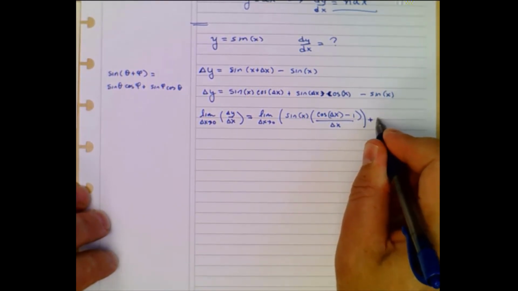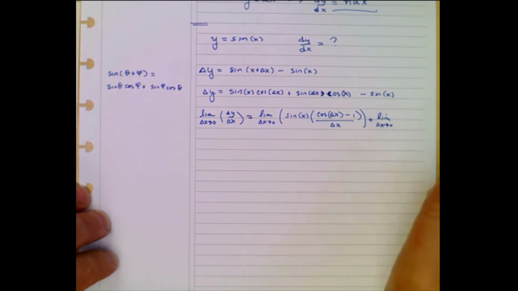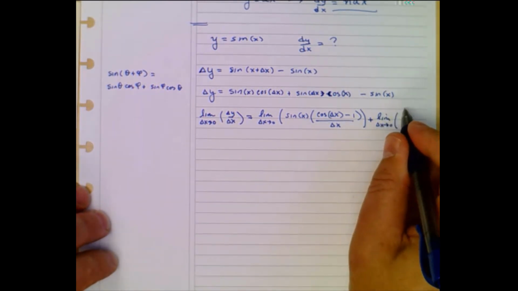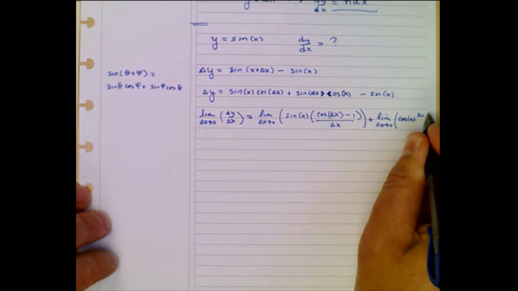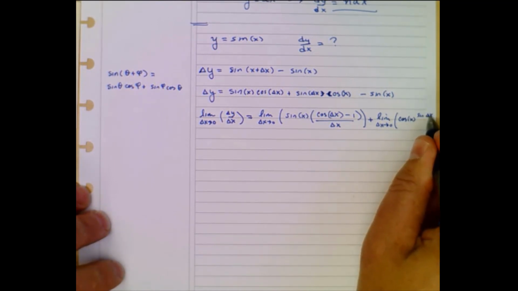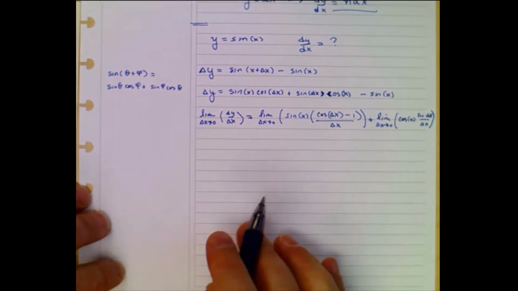And then I want to split off a term, the limit as delta x goes to 0 of cosine x times sine delta x over delta x. Okay.